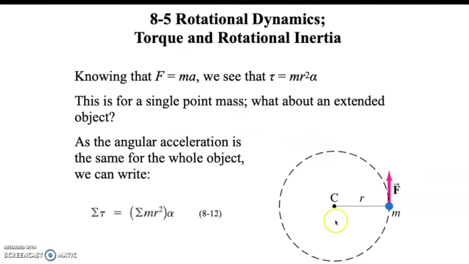What about an extended object? As the angular acceleration is the same for the whole object, we can write this. So the sum of the torques is equal to the sum of mass times radius squared, right? So the sum of all the masses, or the inertia, times the angular acceleration. And this is how we find that information. All right, so just keep that in mind as we talk about things and go through problems.